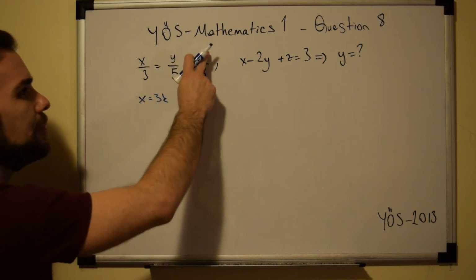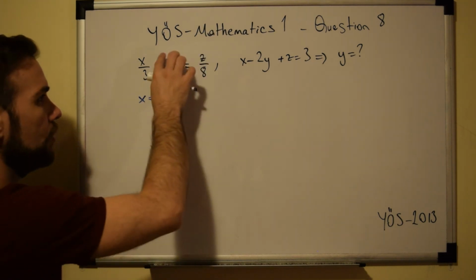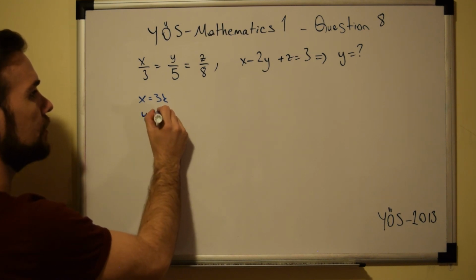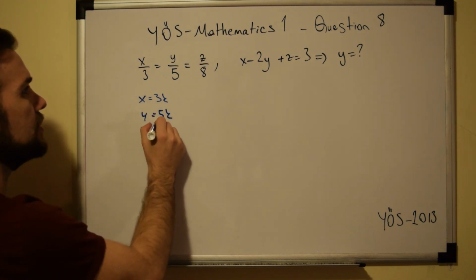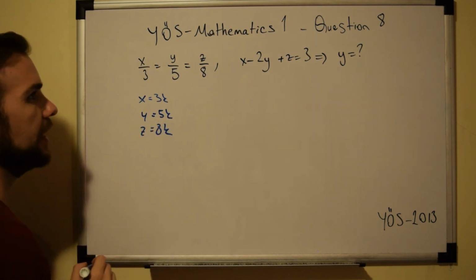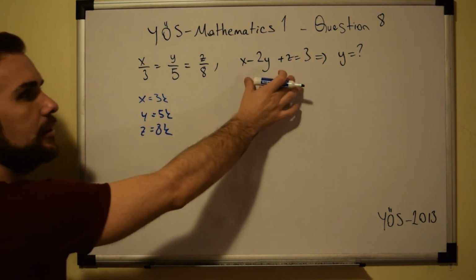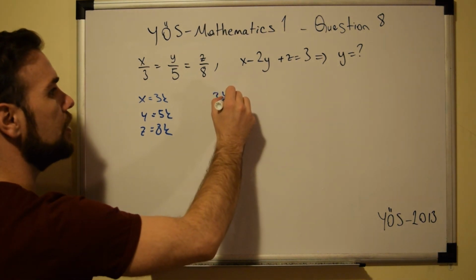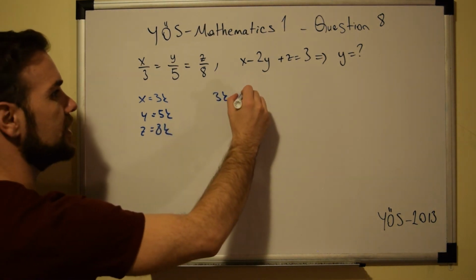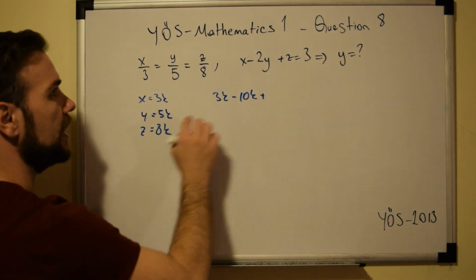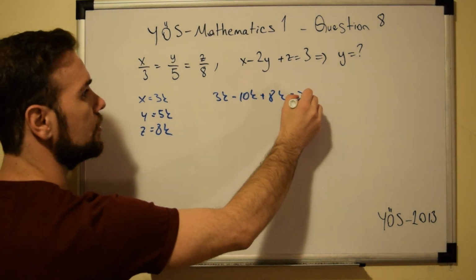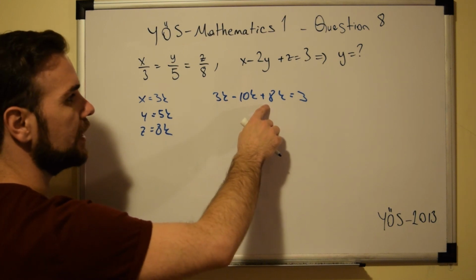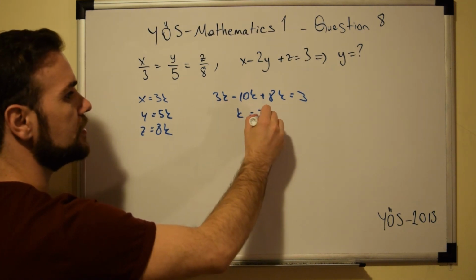I'm gonna do the same thing with all the units here that we have. So we have y which is equal to 5k, and we have z which is equal to 8k. Now I'm going to apply these values in the equation that we have, which is x is 3k minus 2 times 5 is 10k plus 8k, which is equal to 3. So 3k minus 10k it's minus 7k plus 8k it's k, which is equal to 3.